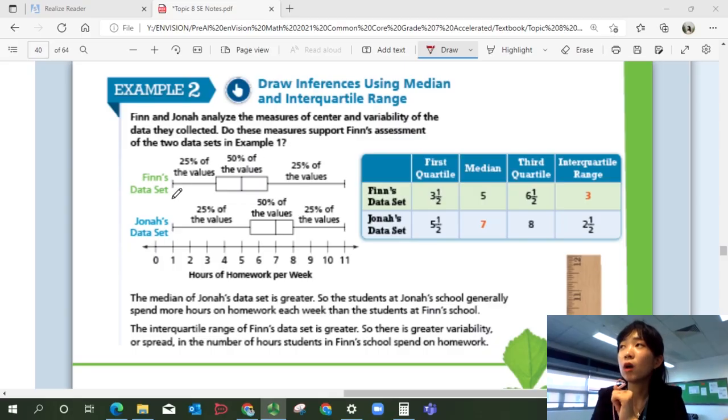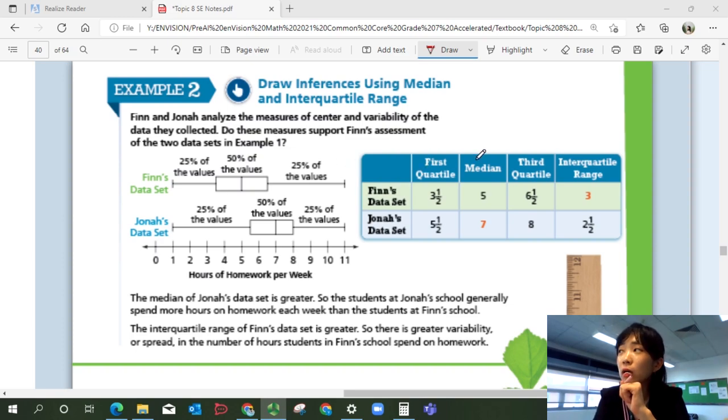Let's see. If you look at Finn's data set, half of the values are in this box. 25% of the values, the lower half, would be here, and the 25% of the values, the upper half of the half, would be here, right?